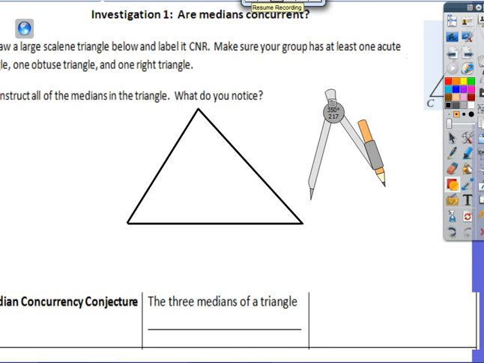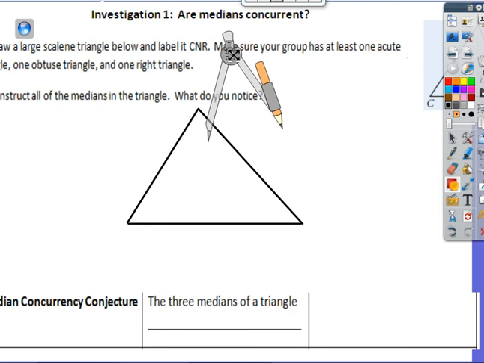Okay, you should have a large scalene triangle, and we need to construct a median. And remember, when you construct a median, what you're doing is a perpendicular bisector of one side, and then finding the point on that side and connecting it to the opposite vertex. So follow along. I'm only going to show you with the compass once, and then I'm just going to do it paused, and it is all going to appear on the screen.